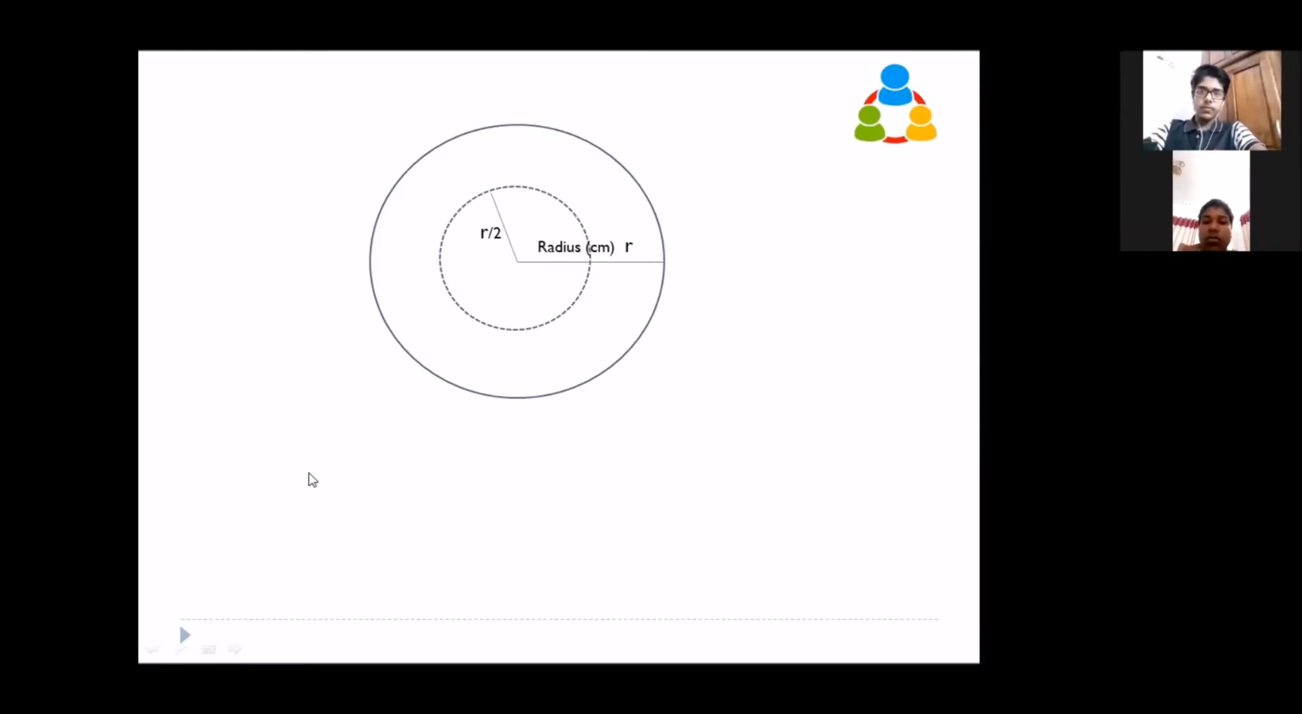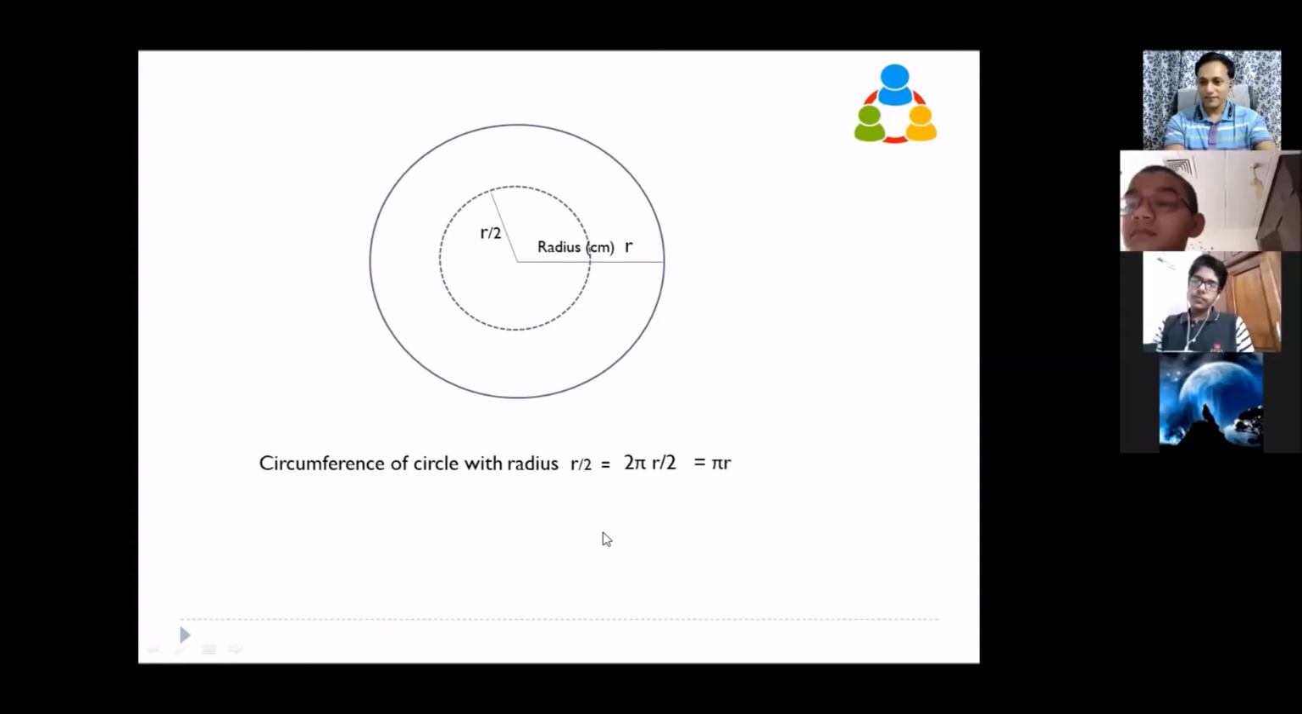Yes, sir. Okay. So what is the circumference of this circle with radius r by 2? Pi r, because it is 2 pi into r by 2, right? 2 pi into radius is the circumference of any circle. So this is 2 pi into r by 2. 2 and 2 will cancel. You will get pi r. All of you got this? Yes, sir.